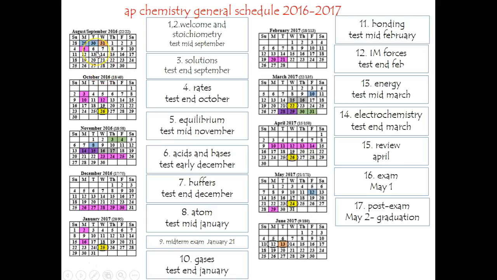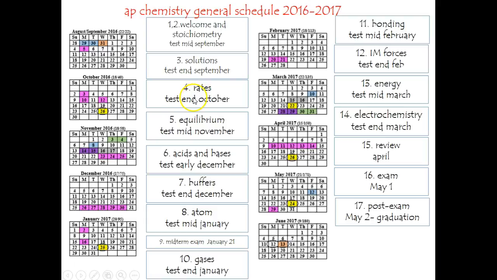2016-2017. And let's see. So we have the first two units, Welcome to Chemistry and Stoichiometry, which we need to test on within the first 15 days or so. So we'll start on the end of August and we'll test by mid-September. That's Welcome and Stoichiometry. We then have the Solutions unit, which we need to test on by the end of September.